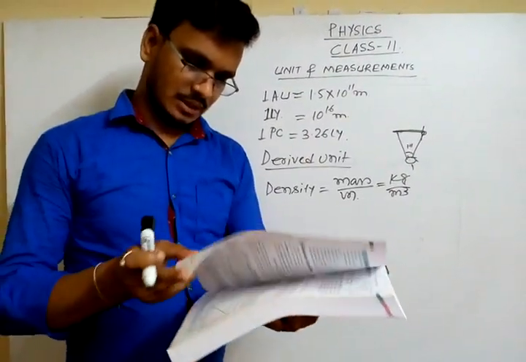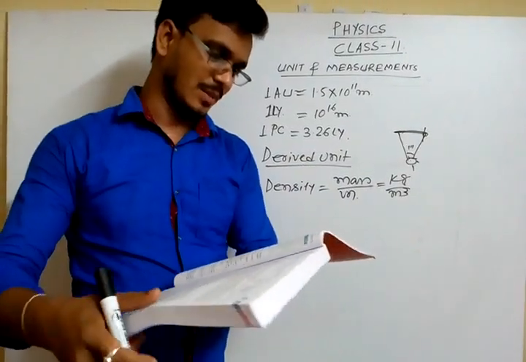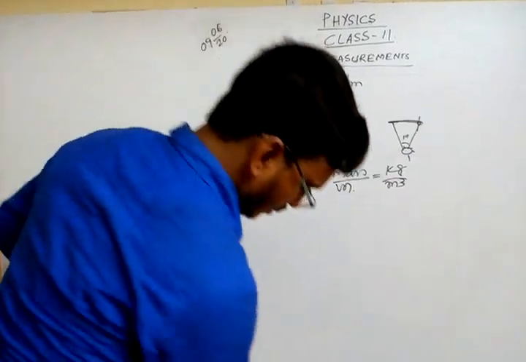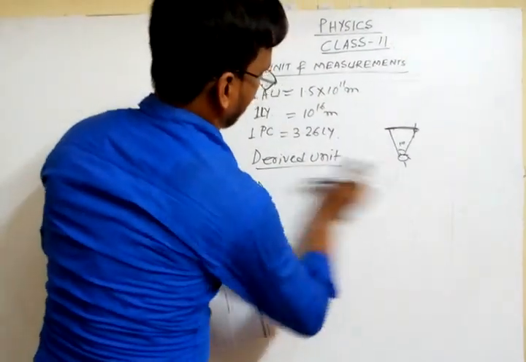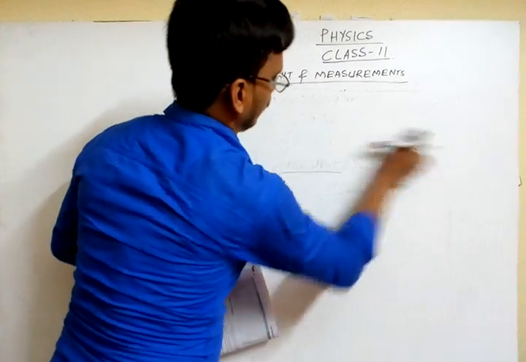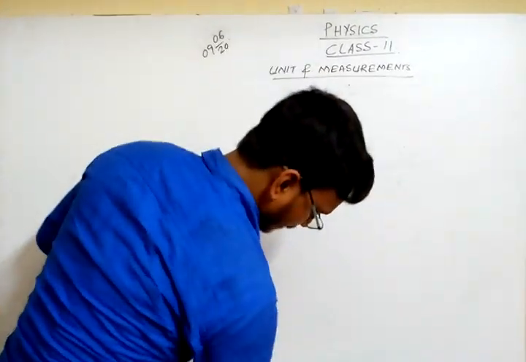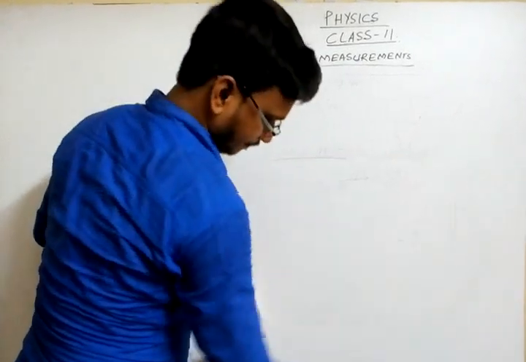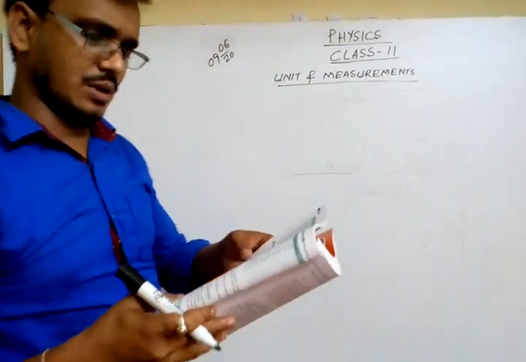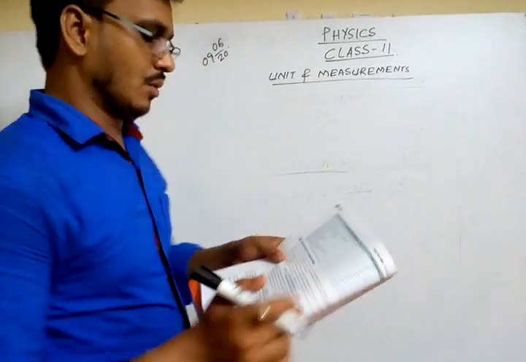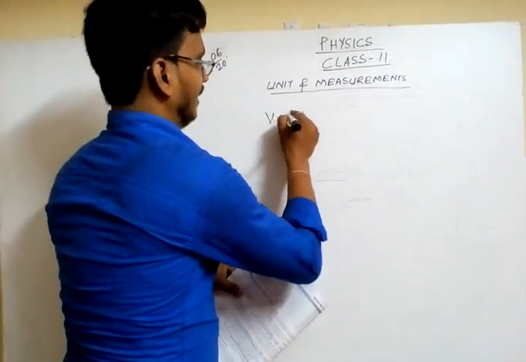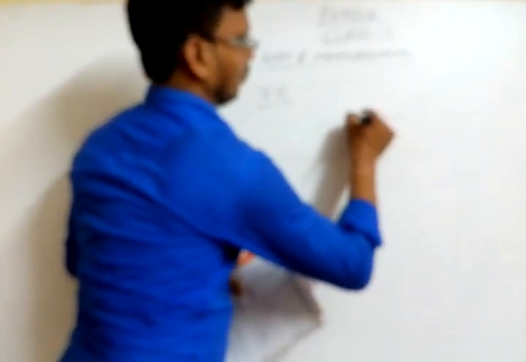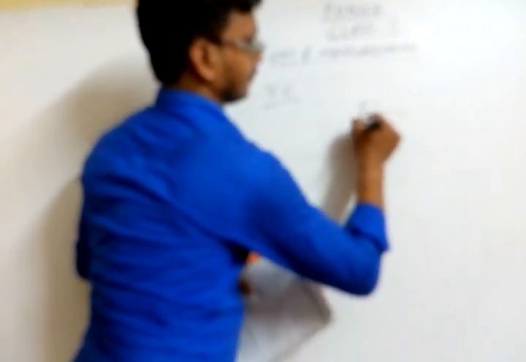Next we will go for the range of length, that is the measurement of length and distance. In class 9 we already learned how to measure a small distance or small length by using the vernier caliper and also the screw gauge. Once again I repeat that. What is a vernier caliper? A vernier caliper looks like this type of instrument. I hope you remember that instrument.